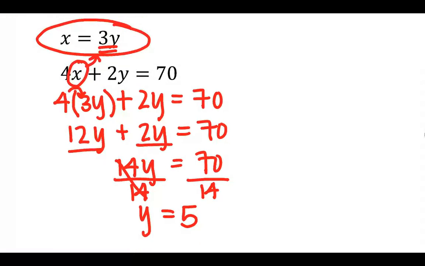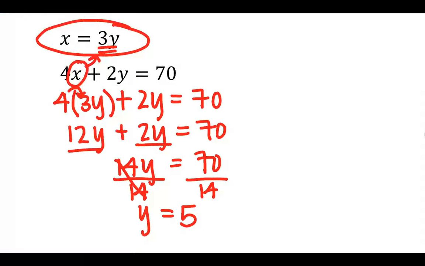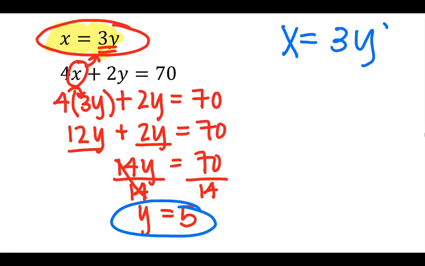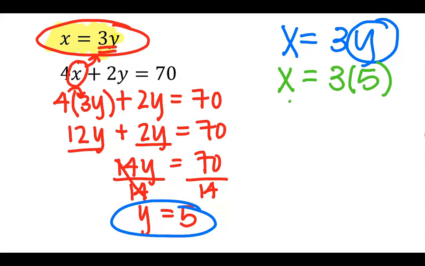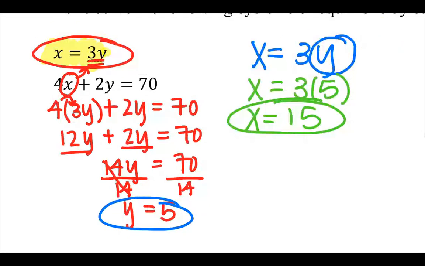So now I've got to figure out what x equals. Well, I have this handy dandy equation up here that says x equals 3 times whatever y is. Y'all, I know what y is. x equals 3y. I know y equals 5. So everywhere I see a y, I'm going to put in 5, right? So now I've got x equals 3 times 5, and I know 3 times 5 is 15. So now I've got an x and a y value.